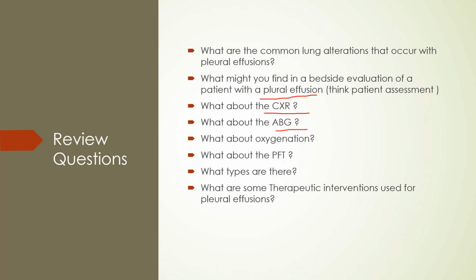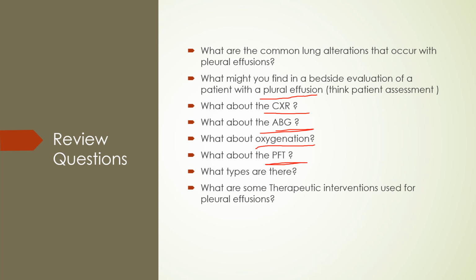If it's very mild, what would their ABG be? If it was severe, what would their ABG be? What about oxygenation? What type of process is this? What happens to your delivery of oxygen? What happens to your consumption? Especially if it's an infection. Ooh, what happens to your consumption?